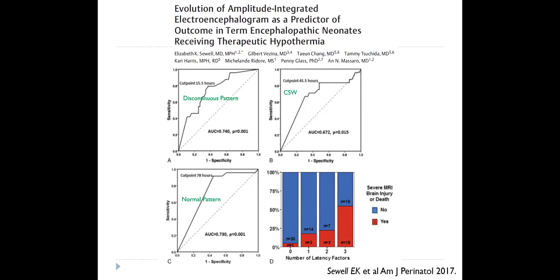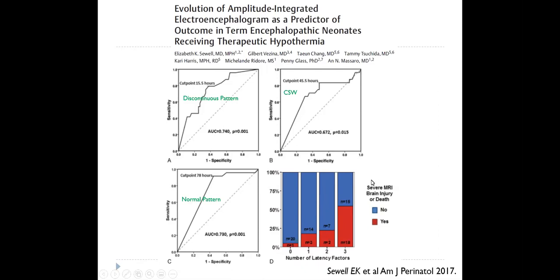I think these cutoffs are very late, and the area under the curve in this case of cycling sleep-wake is not as strong. I think the discontinuous pattern is better. I prefer to use the evolution across time, the recovery of the pattern to normality. When you use only one latency factor, you don't have a good prognosis. But with the combination of the three factors, discontinuous pattern, normal pattern, and cycling sleep-wake, it was strong.